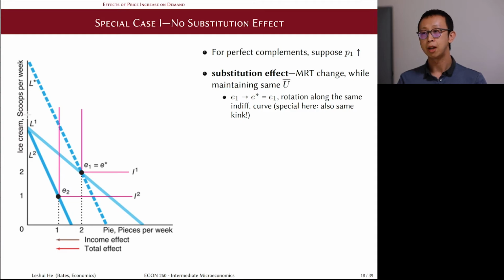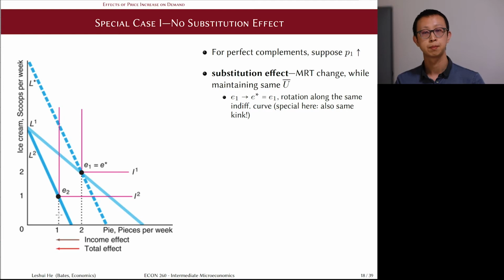This flatter, lighter budget constraint represents the original budget constraint when the price of the pie was lower. And the optimal consumption bundle is at E1, which reaches the indifference curve I1 at its corner. Now, as the price of pie increases, the budget constraint rotates around the vertical intercept inward down to the darker budget constraint.